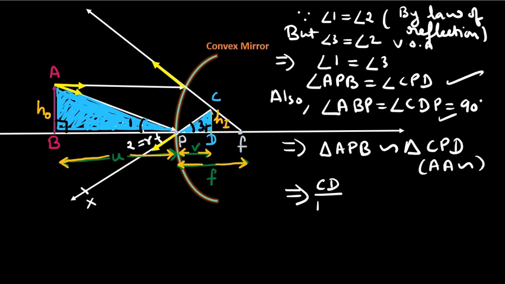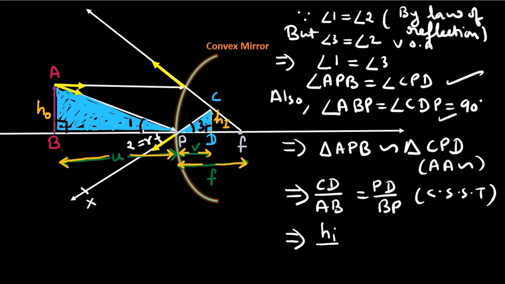So, CD by AB will be equal to PD by BP. This is by corresponding sides of similar triangles. Though the formula is related to physics, the derivation is a similar triangle concept. CD is the height of the image, AB is the height of the object, PD is the image distance, and BP is the object distance. Let us call this equation 1.